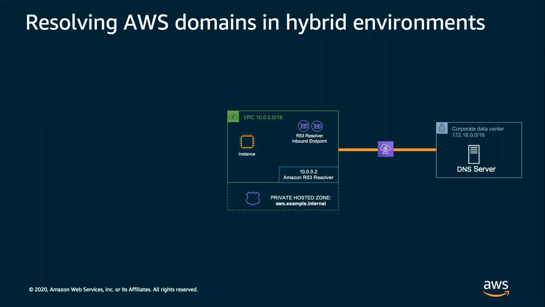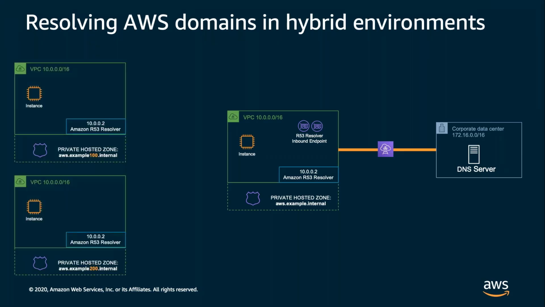And this doesn't just extend to one VPC. We can actually extend this out to many VPCs. So let's assume here that we have an additional two VPCs, and each of them have their own private hosted zone, aws.example.100.internal and aws.example.200.internal. They each have their own DNS zone that they want to manage.